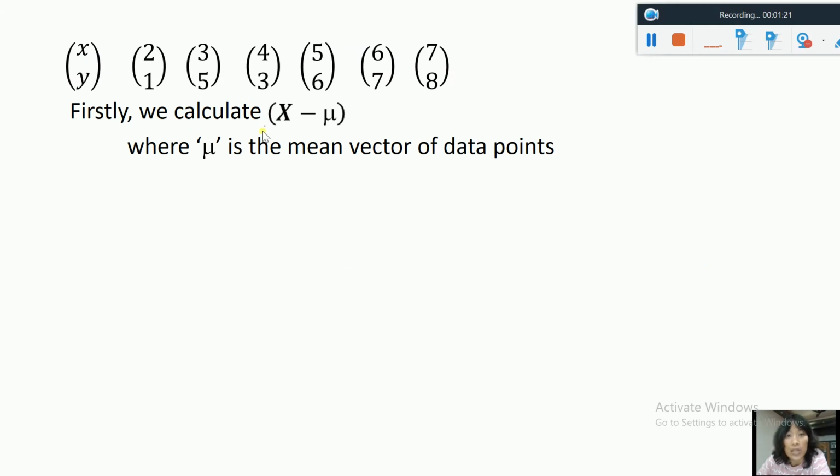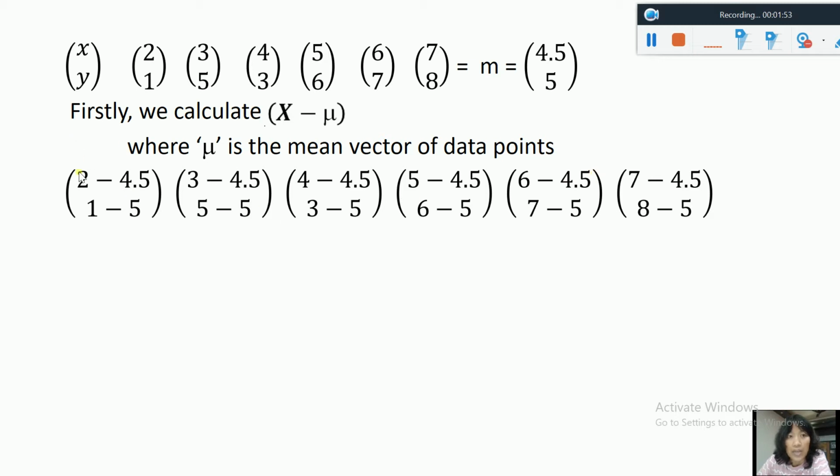Firstly, we calculate x minus mu, where mu is the mean vector of the data points. We can easily calculate the mean as the summation of the x data points divided by 6, because I have 6 data points, and likewise for y, the summation divided by 6. So we have this mean vector.